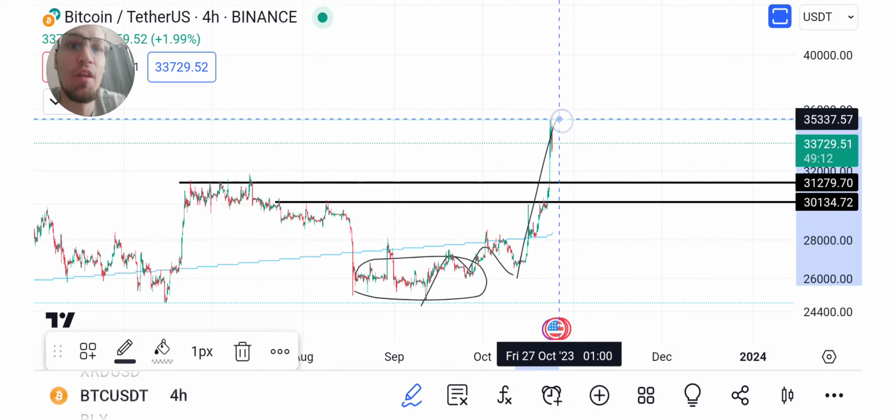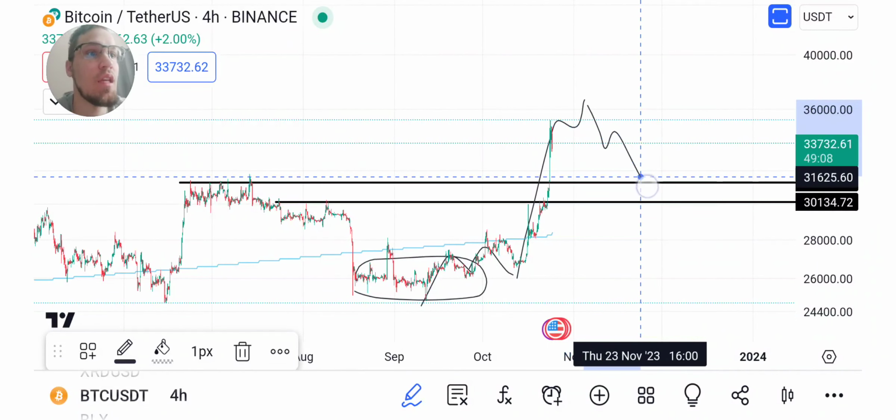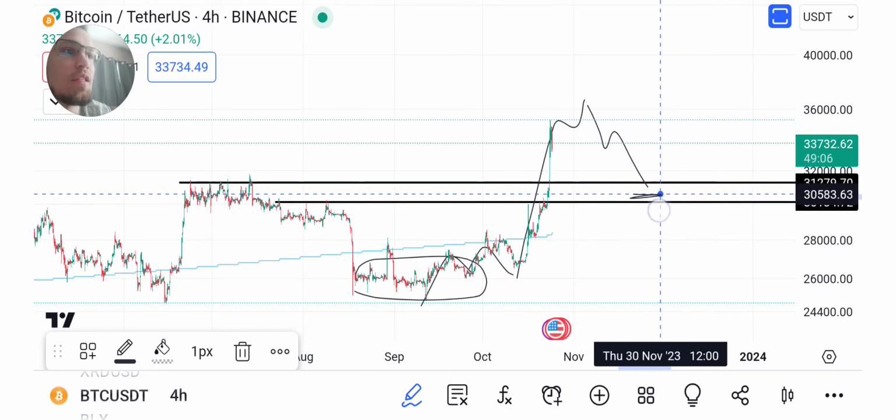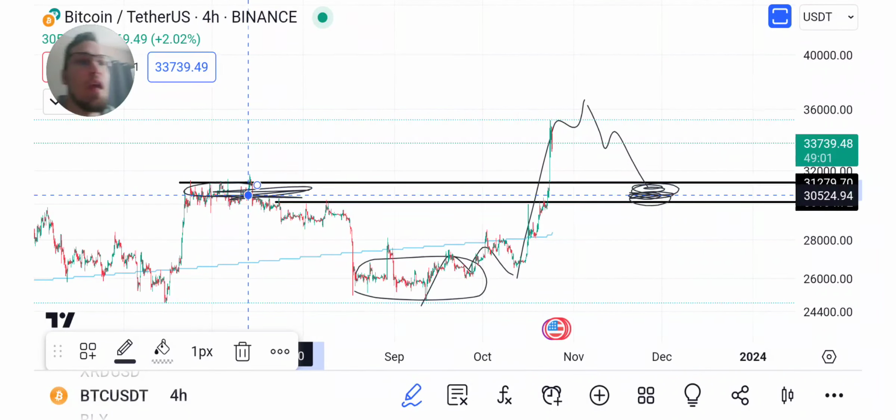Wave 3 might not be finished. We could come up for one more wave and then come down A, B, C. Back test this area right in here. Right here. And what that does is that confirms the breakout. Because price breaking out is easy. You break out, boom, easy. But the hard part is coming all the way back down to back test the breakout area.